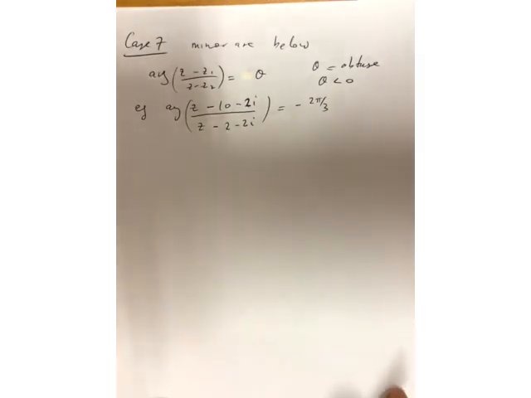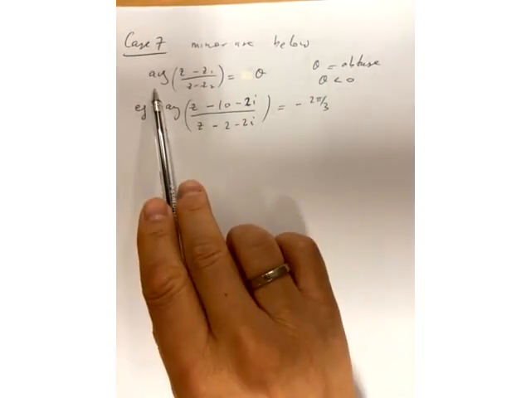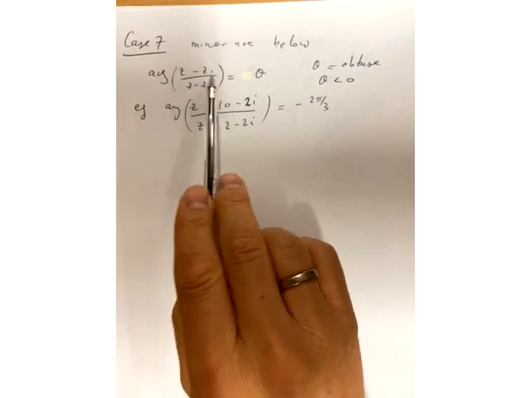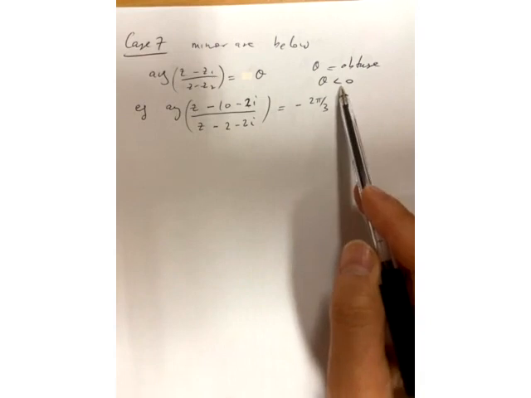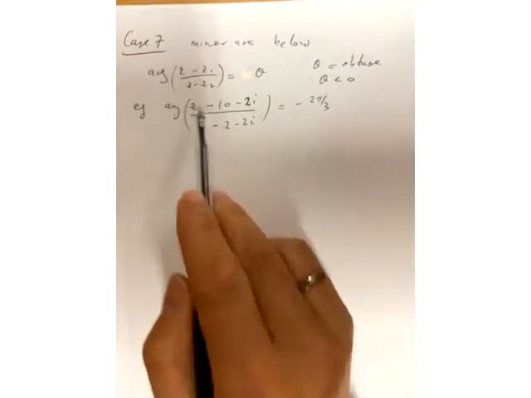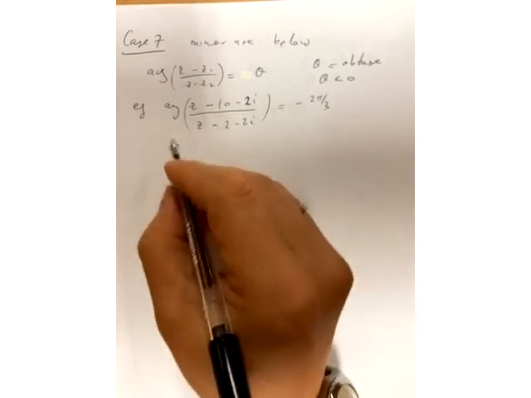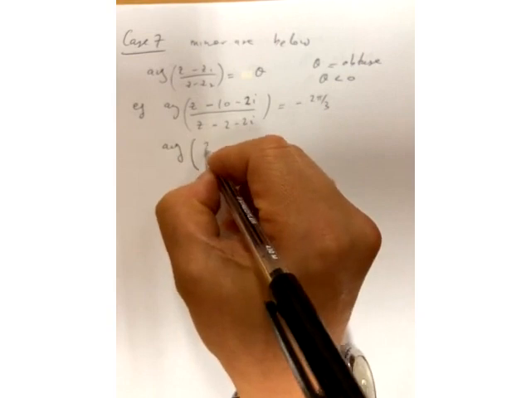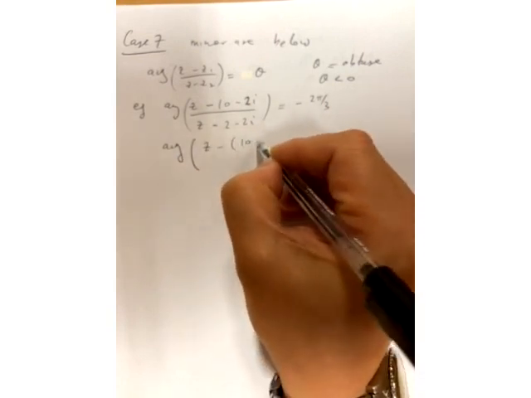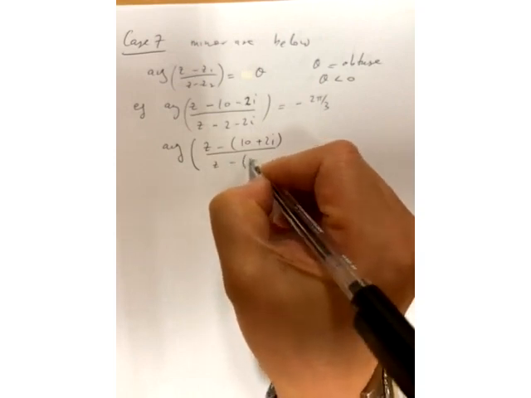Today we're doing case number 7, a minor arc below the interval, and it's the locus of arg((z − z1)/(z − z2)) = θ. Theta would have to be reduced and has to be negative. An example here is this, but you have to change that into z minus z1, because at the moment it's not in the form of z minus z1 and z minus z2.